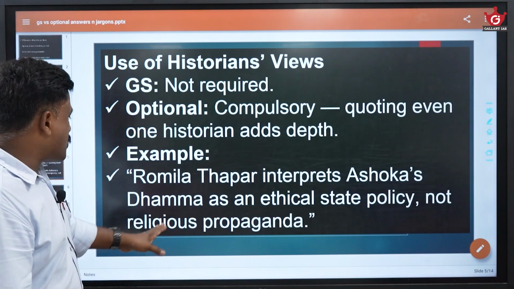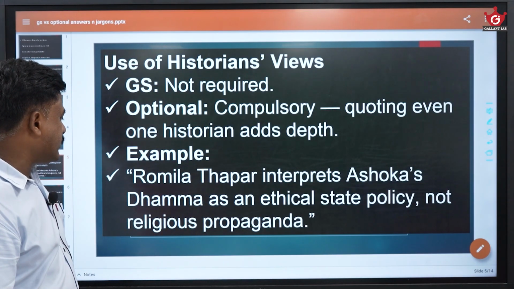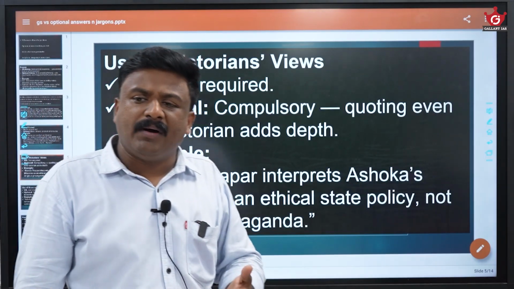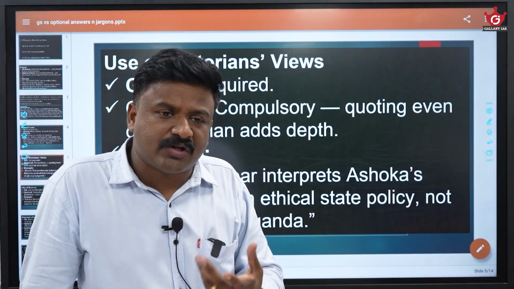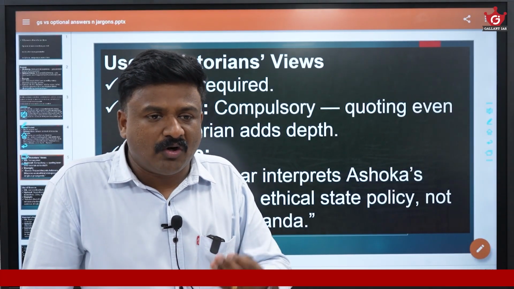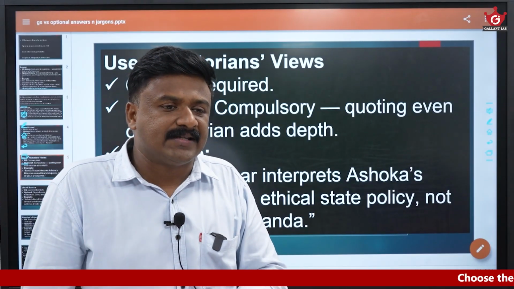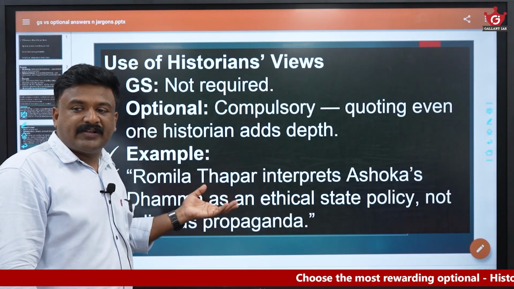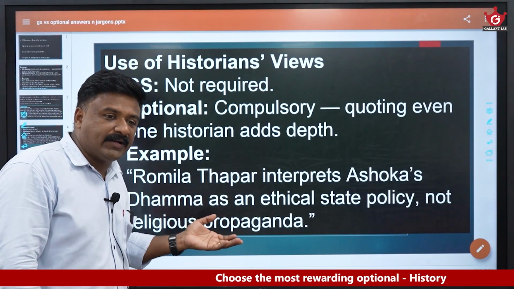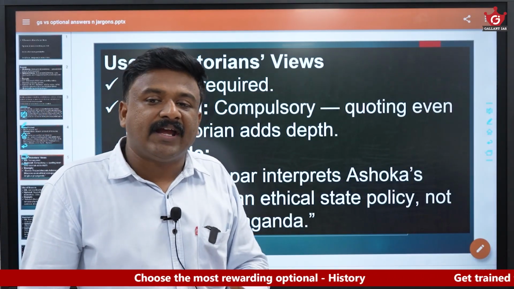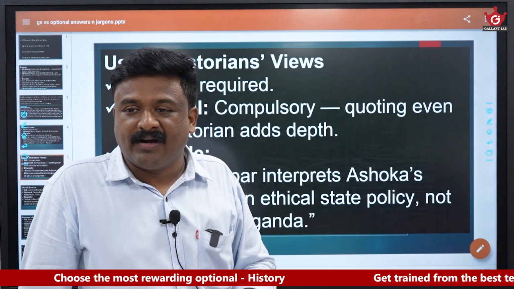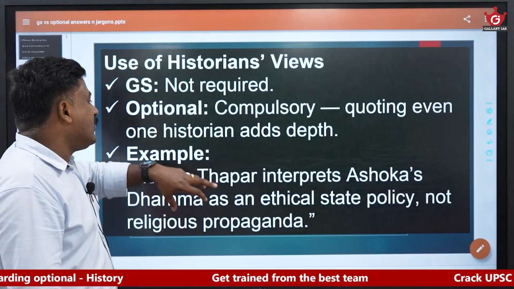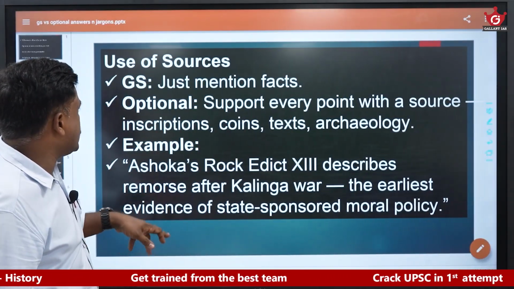Romila Thapar interprets Ashoka's Dhamma as an ethical state policy, not religious propaganda. In a GS answer, you can simply say that Ashoka's Dhamma was an ethical administrative policy, or that it was not a religious tool or a religious sect, etc. But here, what is required is that we quote that historian to show the examiner that we have a proper understanding and a deeper knowledge about Ashoka's Dhamma. Our knowledge has to be reflected here. So this is the way we frame answers in optional.